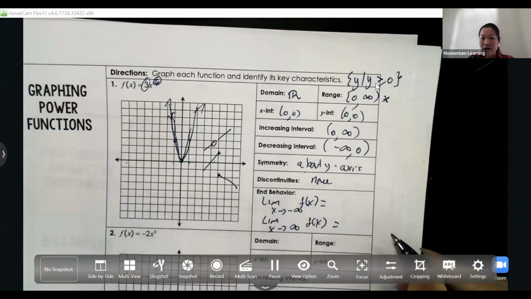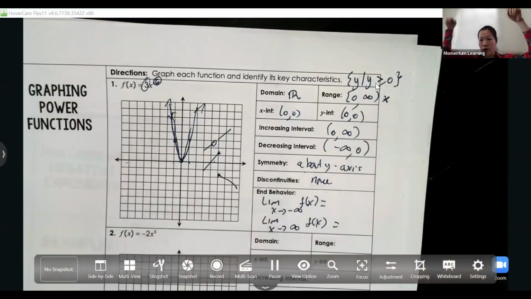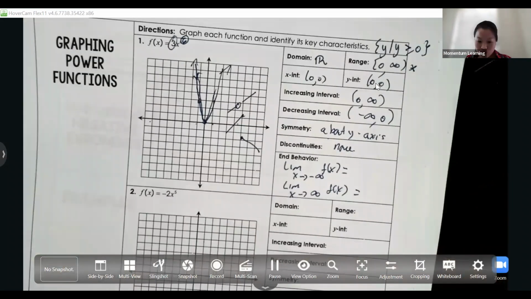Okay, set it up like that. Look at the graph. Ask yourself, is it going up? Is it going down? There's only 2 ways it can go, up, down. Normally, like horizontal, we talk about that when we get to rational. Okay, power function, we deal with that.